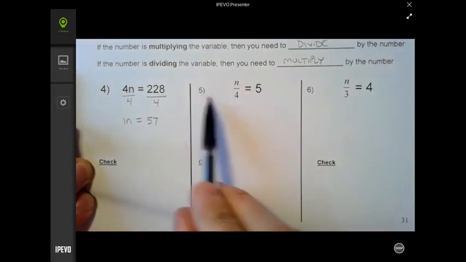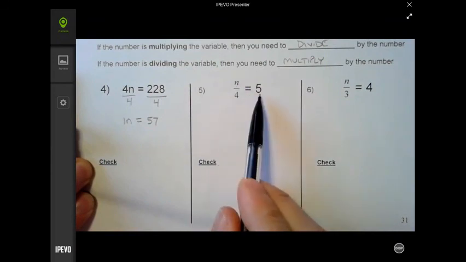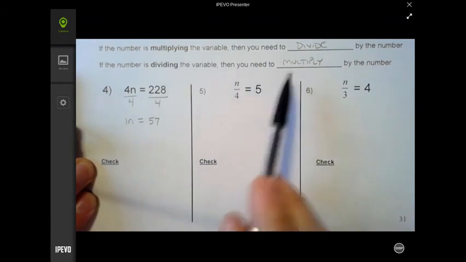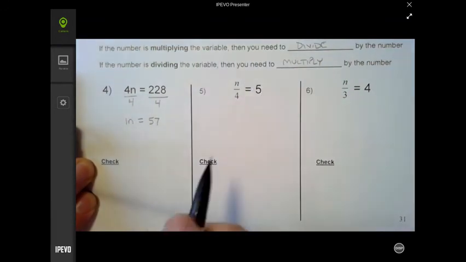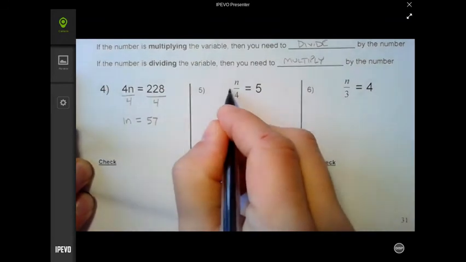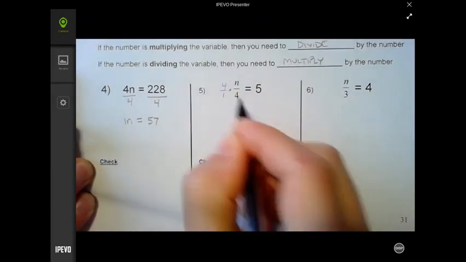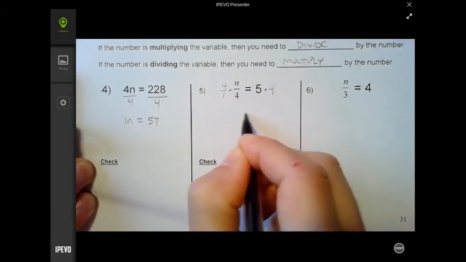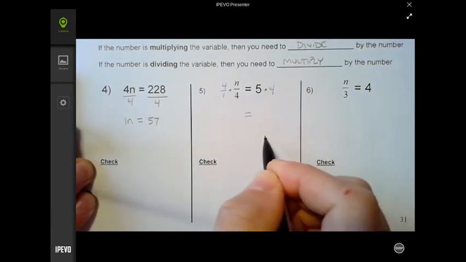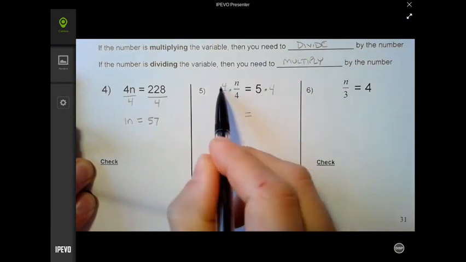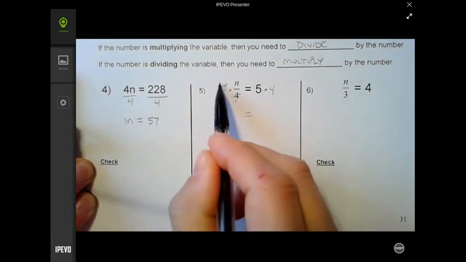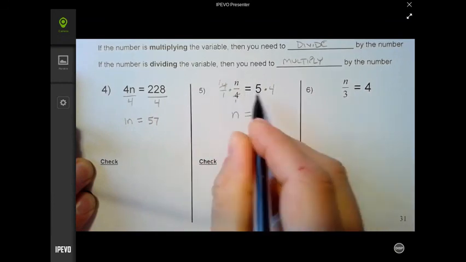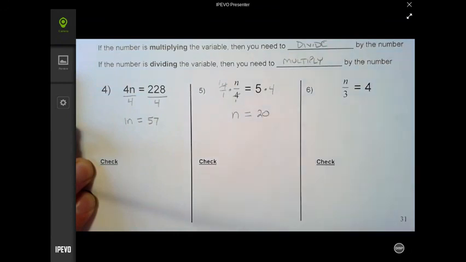In question number 5, this says n divided by 4 equals 5. The number is dividing the variable, so you'll need to multiply by that number to get the variable alone. So on the left-hand side, I'm going to multiply by 4, and I'm going to make that 4 over 1. And on the right-hand side, I'm also going to multiply by 4. When I do this on the left-hand side, these 4's actually simplify down to 1's. So this is 1 over 1 times n over 1, which is just n, and 5 times 4 equals 20.